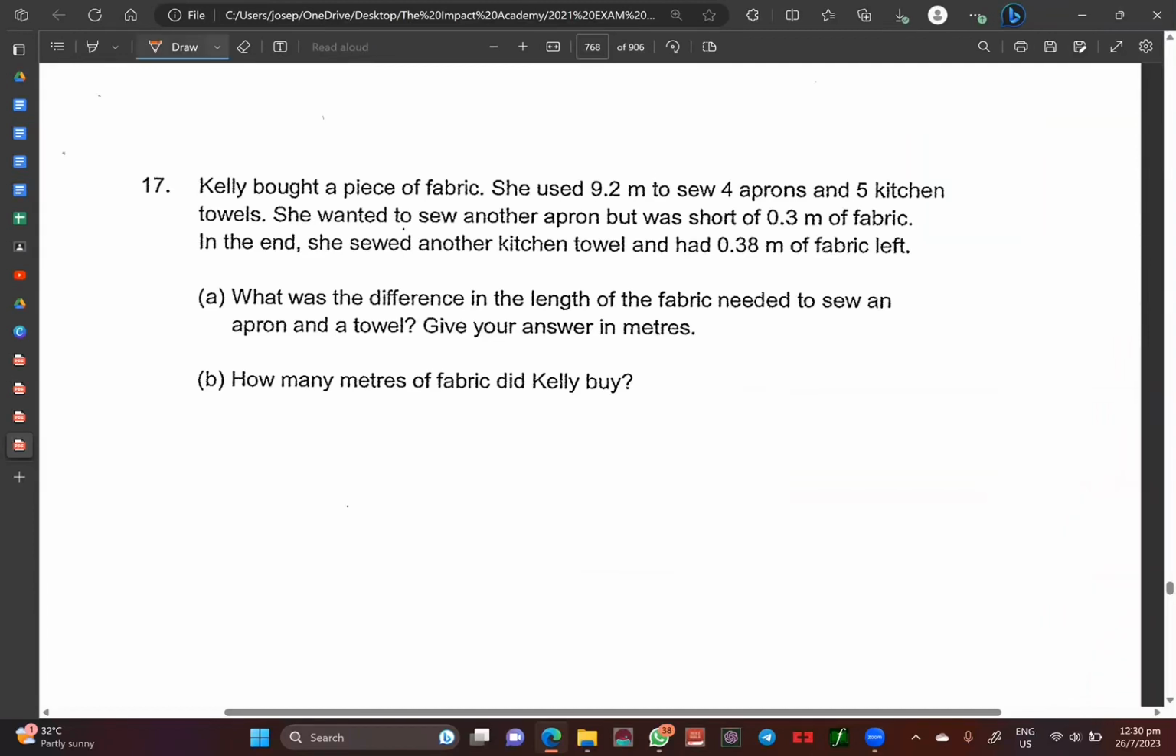Okay, hi everyone. Today we are looking at this question. Now, as you can see over here, Kelly bought a piece of fabric. Sentence number 2 says she used 9.2 meters to sew 4 aprons and 5 kitchen towels. Okay, so we are going to draw a model.